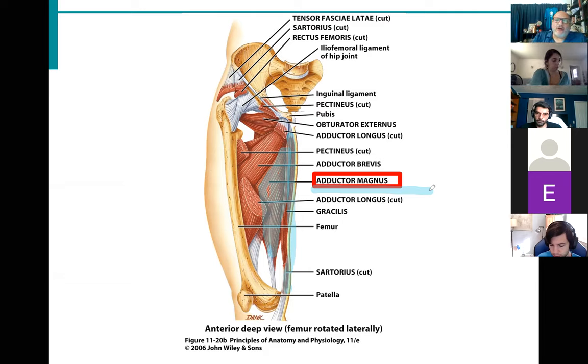Excellent. Now, notice as big as that bodybuilder's leg has gotten, we really can't distinguish the gracilis and the adductor magnus because they're primarily responsible for adducting the leg. And how do you usually adduct the leg?